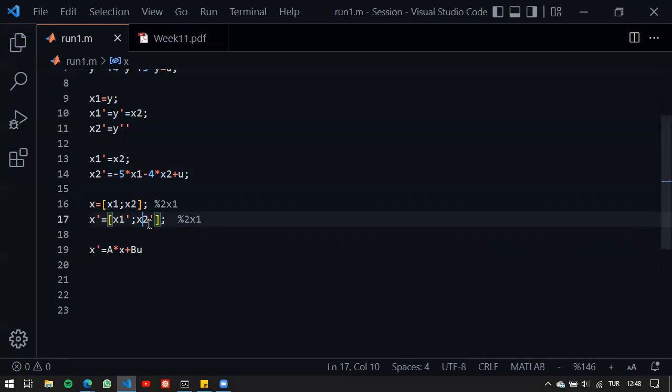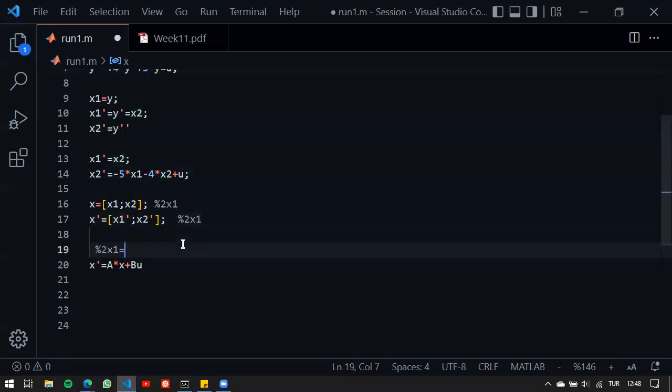So therefore, if I have a little bit of linear algebra, I can see that in order to be able to add them, they should be 2 by 1. U is basically just one input. We are working with single input, single output systems, so U and Y are scalars. Therefore, B should be a vector of 2 by 1.